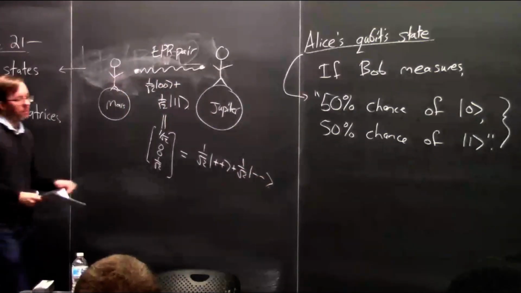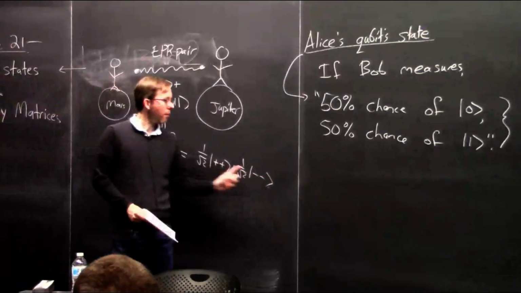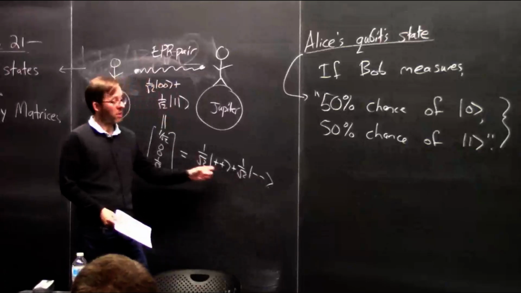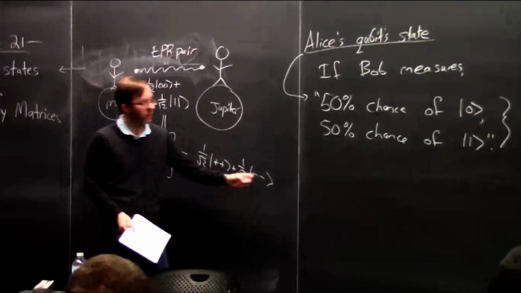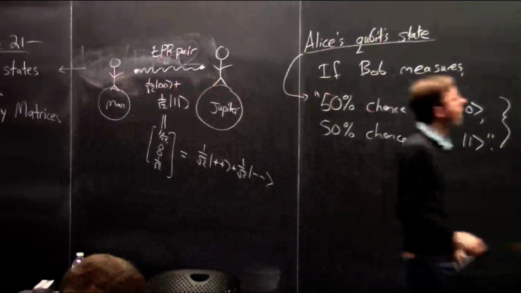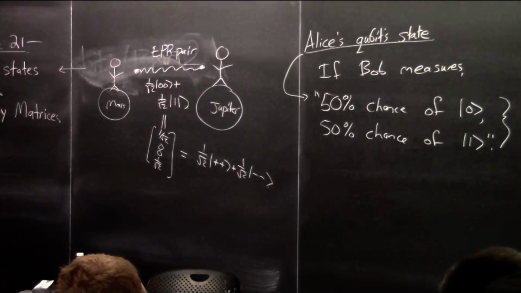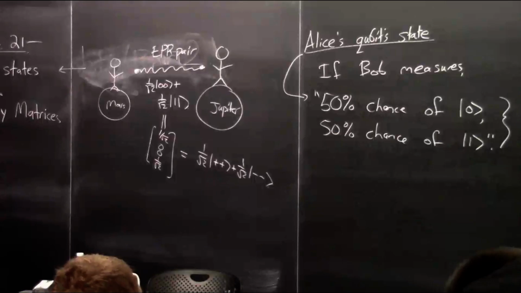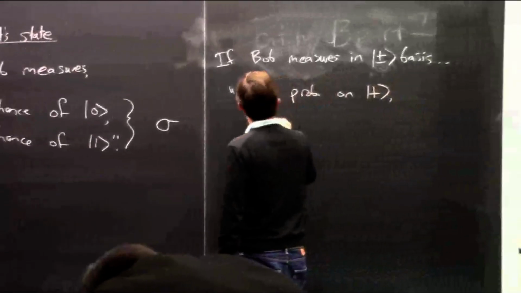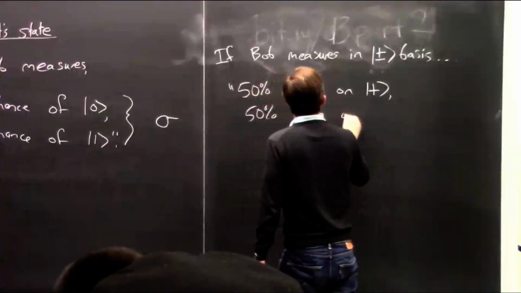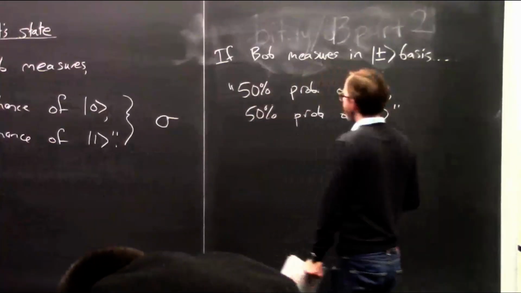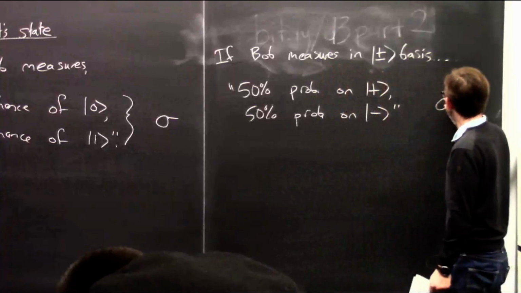And from that, you can see that if Bob measures his qubit in the plus minus basis, then there's a 50% chance that Alice's qubit collapses to plus and a 50% chance that it collapses to minus. So it would seem that Bob might do this for all we know. And then that would seem to make Alice's state 50% probability on plus, 50% probability on minus. And I'll call this state sigma prime.